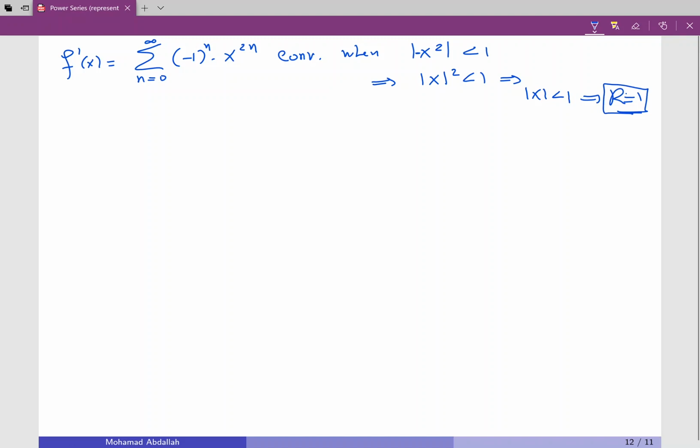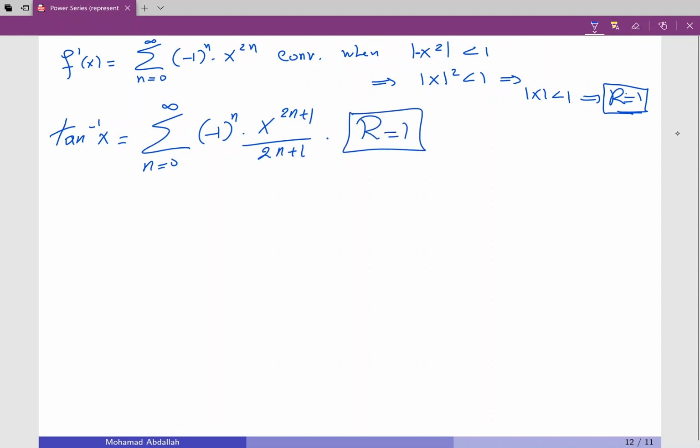Now when I do the integration, I get the same radius of convergence, and I got that result: tangent inverse of x equals the sum from n equals 0 to infinity of negative 1 to the power n multiplied by x to the power 2n plus 1 over 2n plus 1. Now I know that r is going to be equal to 1 here as well. I still need to find the interval of convergence. Don't say it's negative 1, 1 right away, because I still have to check what happens at the endpoints.